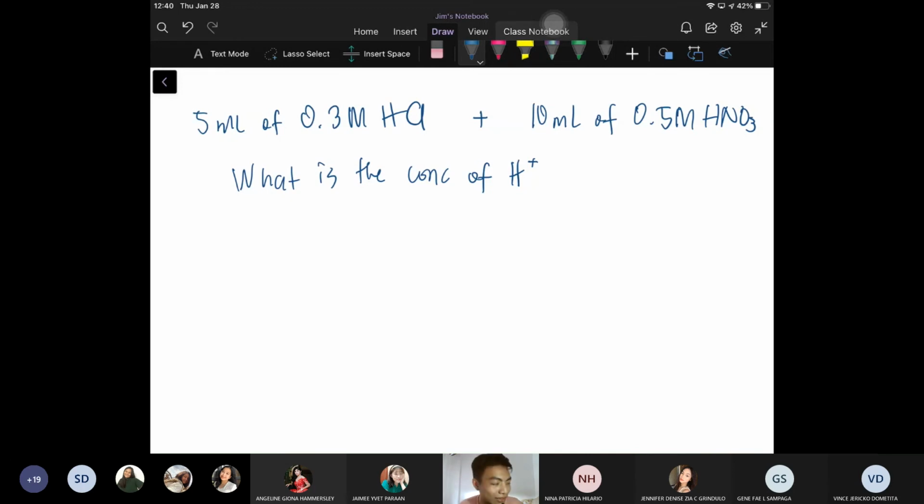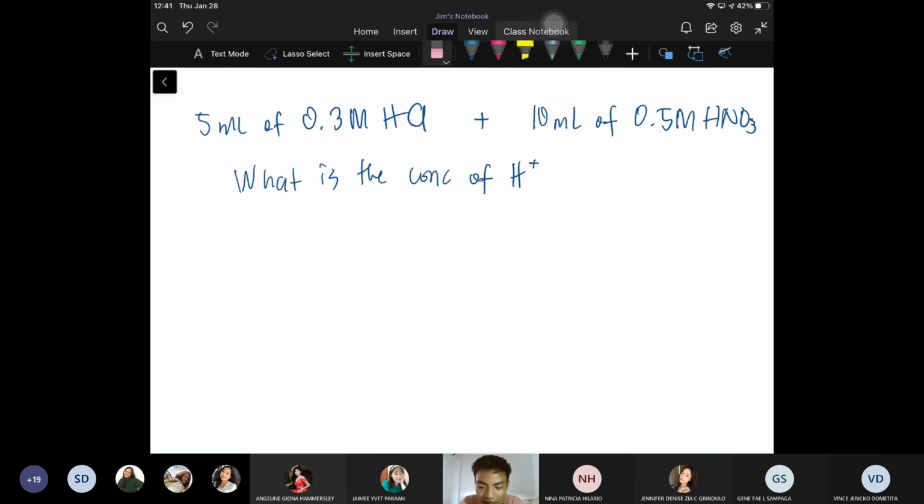So, ayan. Kunwari, ganito yung question. Pinaghalo mo yung dalawang solution. Tapos tinanong, what is the final concentration of this ion? Okay, so kunwari lang. Wag na lang HCl, although ganun din yung concept. Kunwari K+. KNO3. Tapos ito KCl. Sige. What is the final concentration of K+ in the solution?